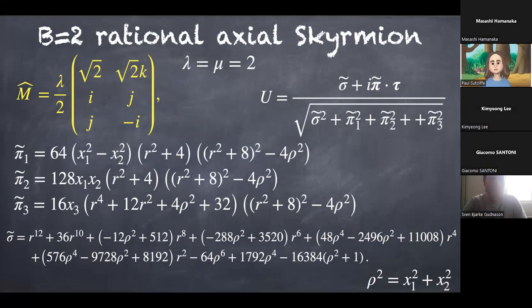Again, there's a size parameter. I'm going to take the size parameter to be 2 and the sample point to be 2, because they're very close to what you get if you search for the best ones. And here's the explicit rational expression for the Skyrme field. I've written it in the form of unnormalized fields, and there are all the components.